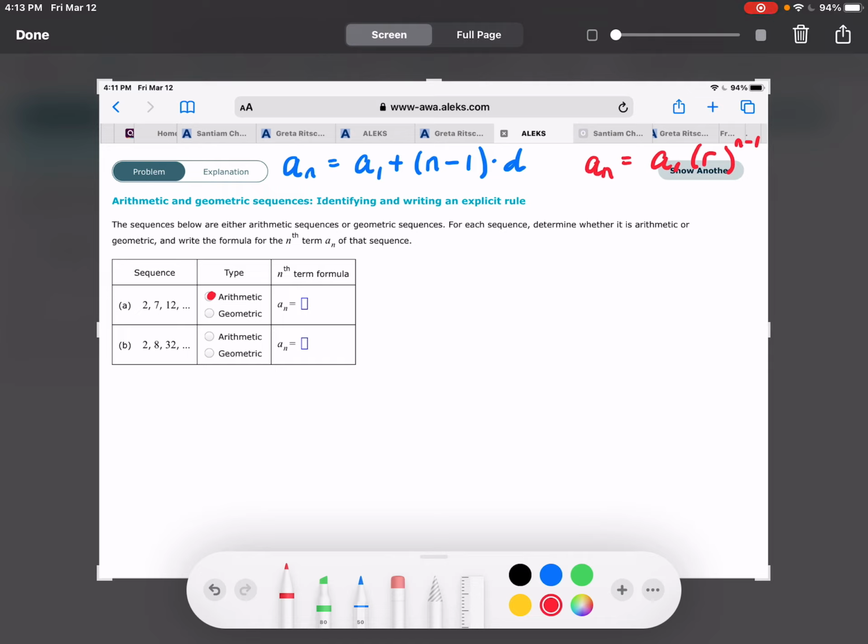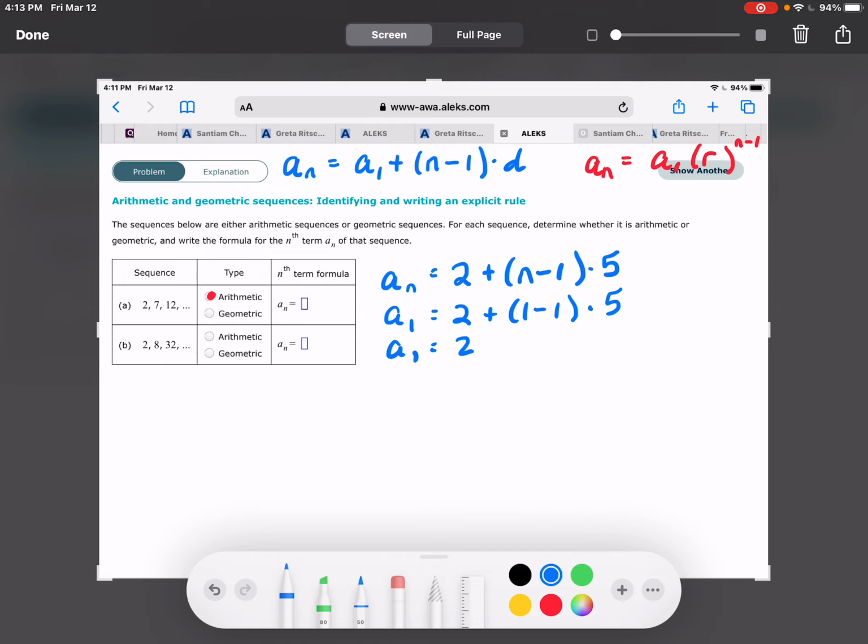So let's try writing this formula and see how it works out. We have a sub n equals a sub 1, which happened to be 2, plus n minus 1 times 5. So let's just try plugging in a 1 and make sure that we get our first term back out. a sub 1 equals 2 plus 1 minus 1 times 5. 1 minus 1 is 0. 0 times 5 is 0. Plus 2 is 2. So that worked out well.